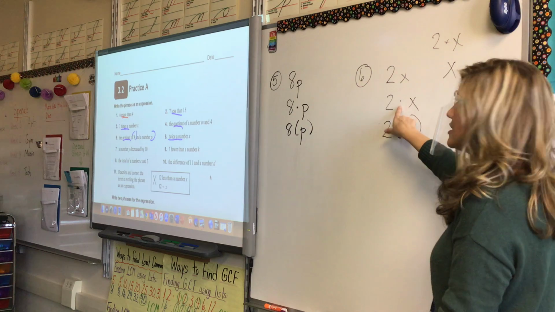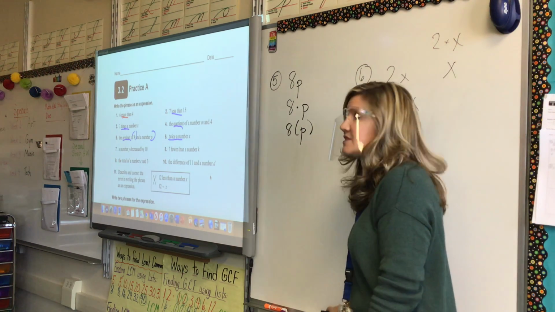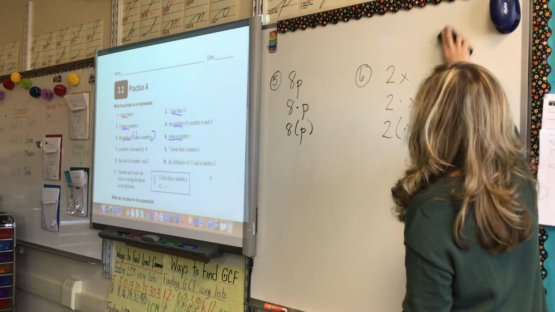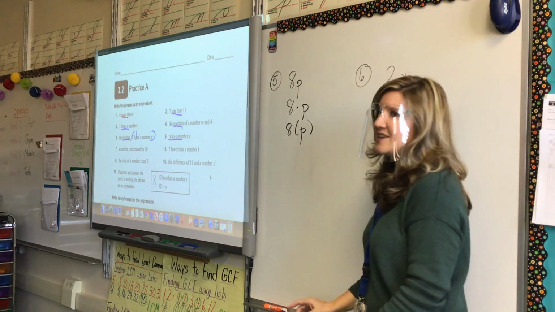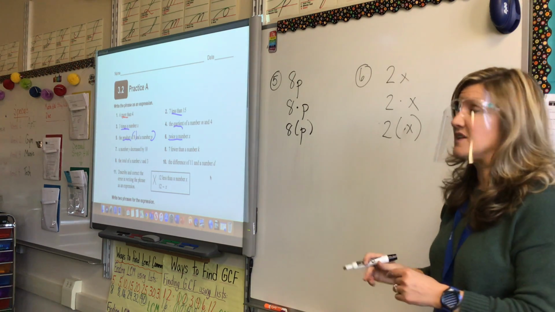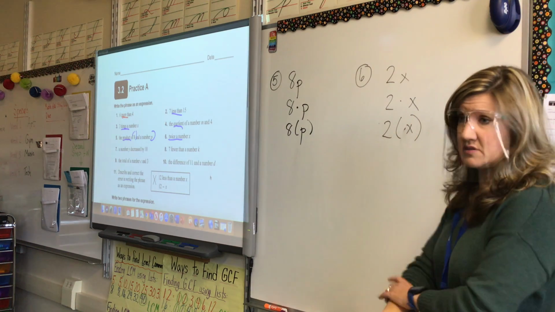We use the dot, okay? And we use the dot because if you use that little x to multiply, that times symbol, you might think it's the variable. It can get very confusing. So that's why that's not one of the options.